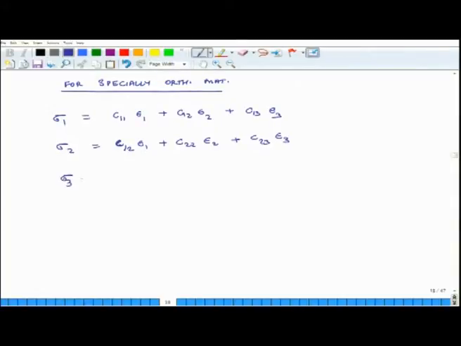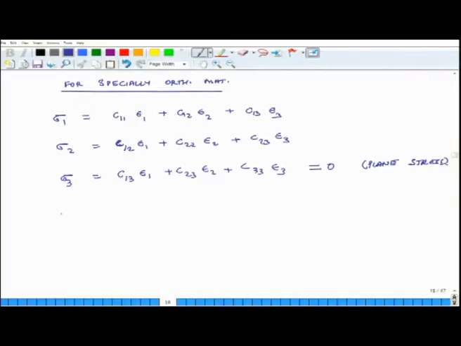and sigma 3, in our case it is 0, but whether it was 0 or not, the expression for this will be C13 epsilon 1 plus C23 epsilon 2 plus C33 epsilon 3, and this is 0 for the plane stress situation.